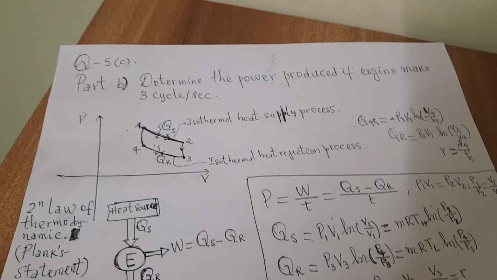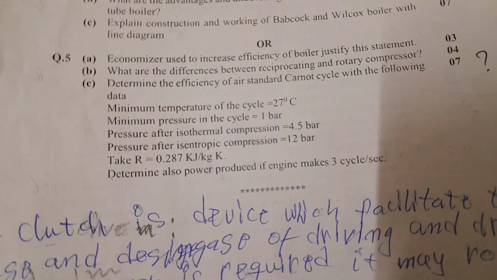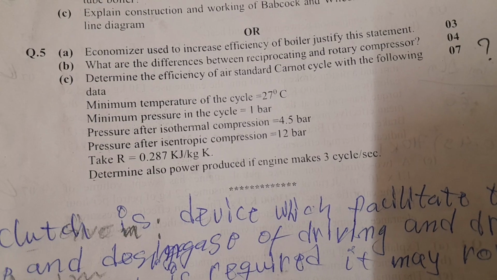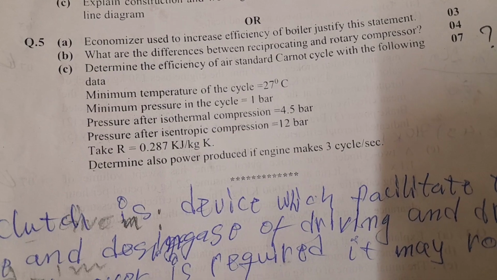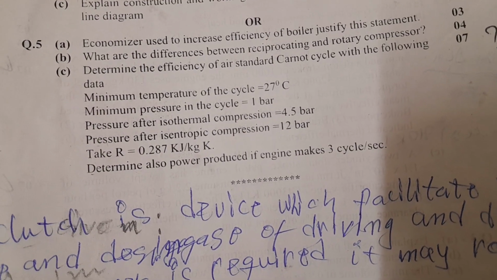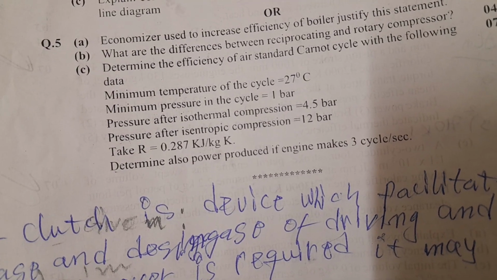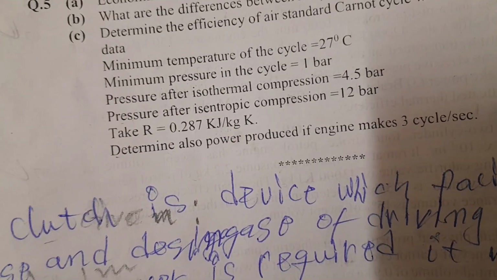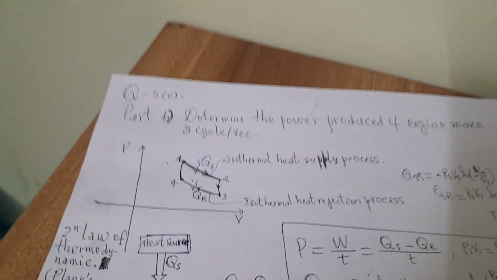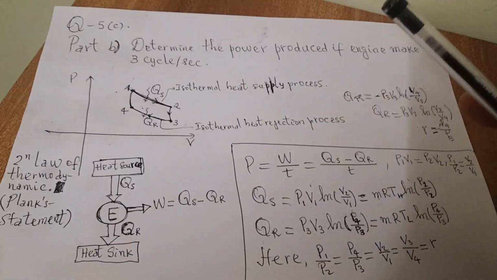But in the end of the exercise, if you can see, they asked for determining the power produced if the engine makes 3 cycles per second, and we have to take R as 0.287 kJ/kg·K. Now to solve this one we have to understand some theoretical part that is really important and interesting for us.